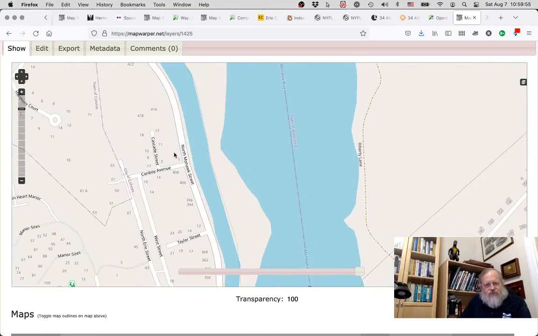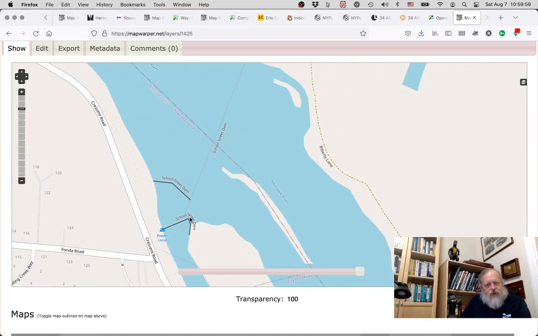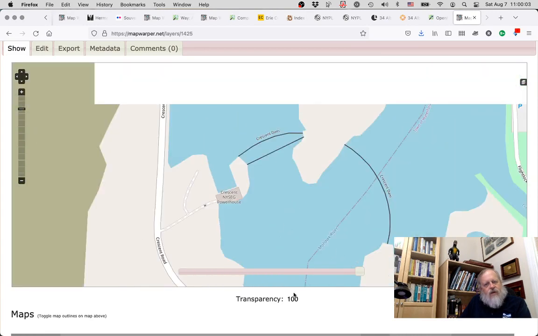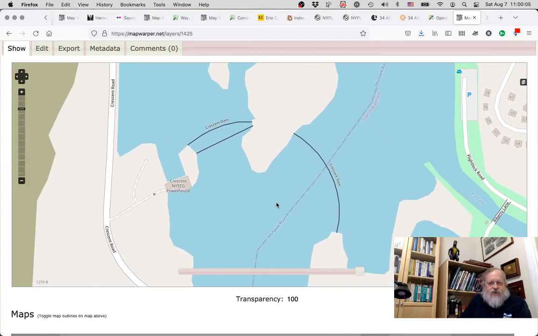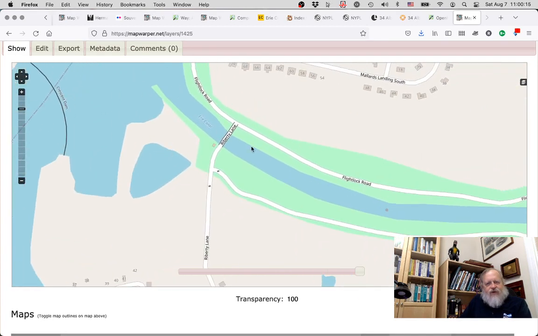Right up here, yeah, so this here is the Crescent Dam. You see the big arc there, and then the dam across there. And then this over here is the New York State Barge Canal.